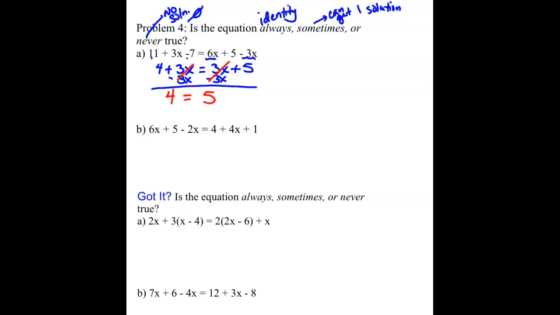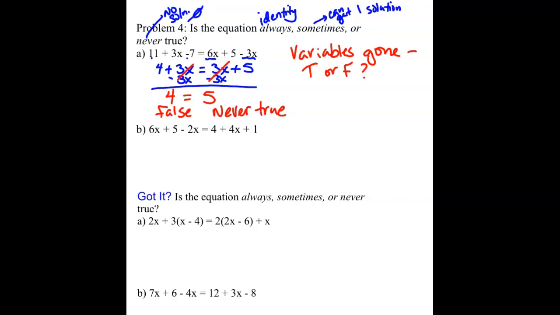So when your variables disappear, you have to look to see if you have a true or false statement. In this case, we have a false statement, which means it is never true. There is no value for x that I can plug in that would ever make that work.